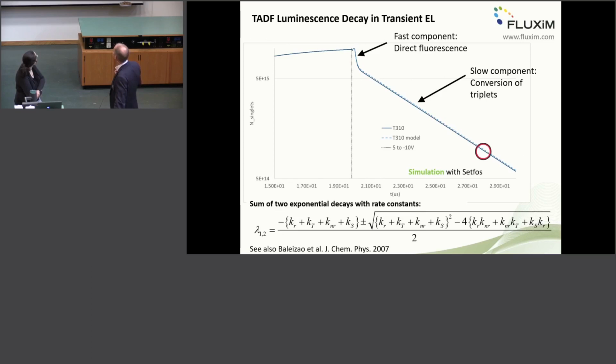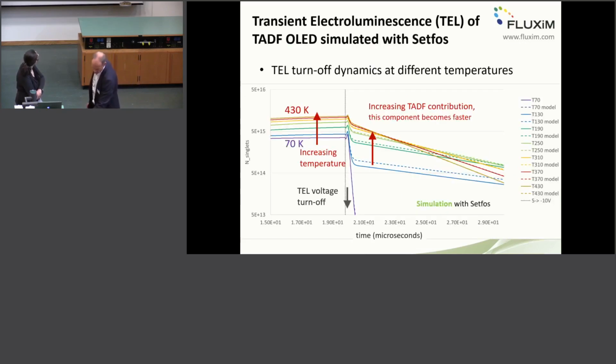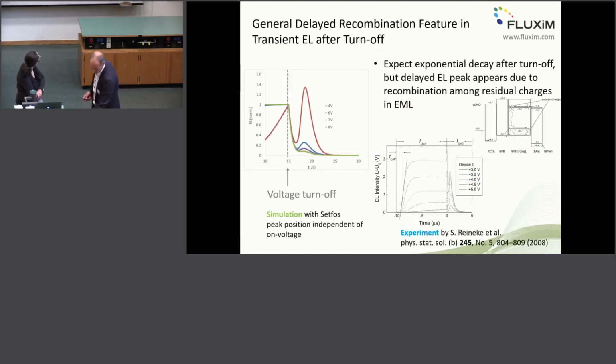And the slow decay is due to the conversion process of triplets back to singlets, and the fast component is the direct fluorescence. And we can also double check if the slopes that we get from the simulation with Setfos agree with what you would expect from an analytical model. And that's shown here as dashed line, the analytical model for these two time constants, gamma 1, gamma 2. So this is all making sense. And you can repeat this pulsed simulation at different temperatures, and you see that the slope of the delayed component changes significantly with the temperature of the device. So this is well behaved.